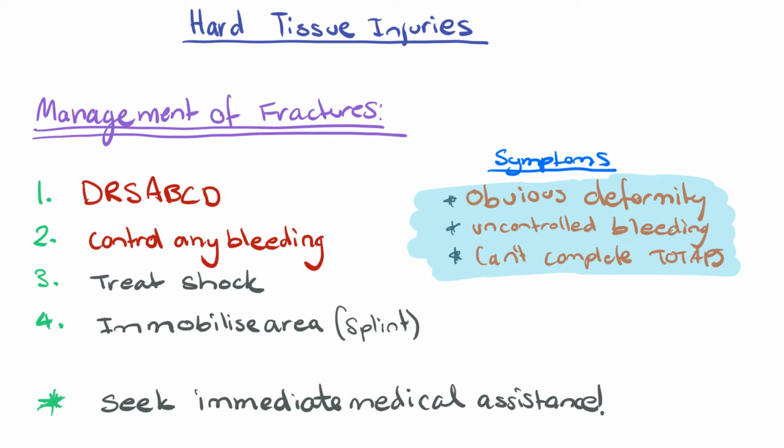You would then need to try and immobilise the area. Now, when we talk about this concept of immobilisation, that just basically means stop the athlete from moving their body. So if they're able to just lie there relatively still and not move it, that's great. It may be a case where you need to apply a splint to that area.